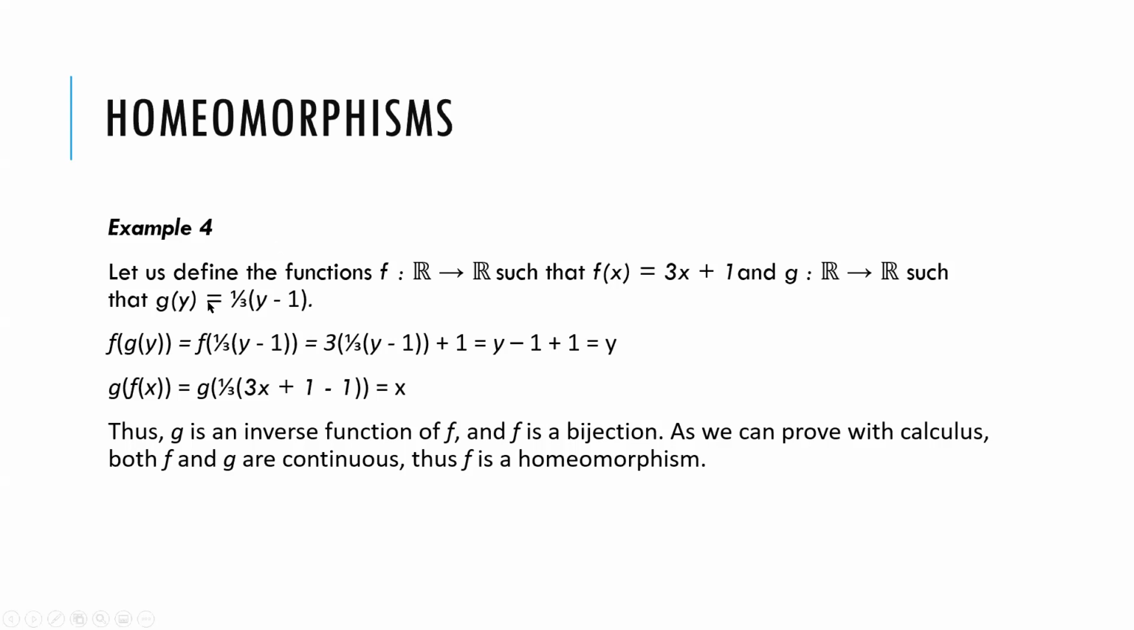we can see that g is an inverse function of f. It's in the algebra right here. I don't think I need to read it. And f is a bijection. And if we use calculus, we can prove that both f and g are continuous. So since f is a bijection and both f and its inverse function are continuous, f is a homeomorphism.